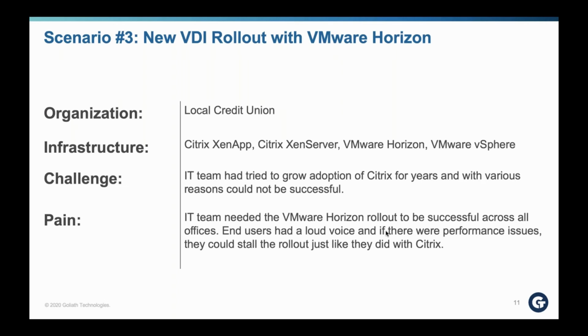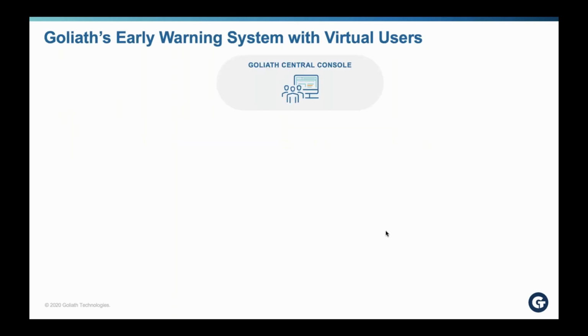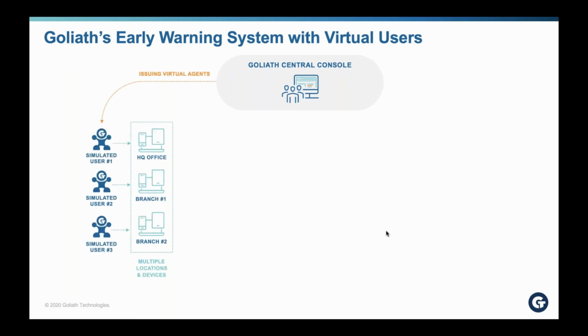So with that, they deployed a portion of our technology that serves as an early warning system. And how it's typically deployed is there's a Goliath central console that is typically deployed inside of the data center. And then there are virtual users that are deployed, typically on a virtual machine or a workstation, a laptop, at each one of the different locations that users are located.